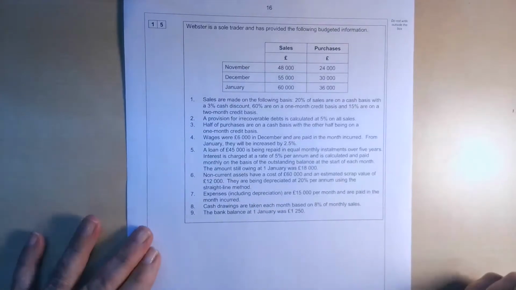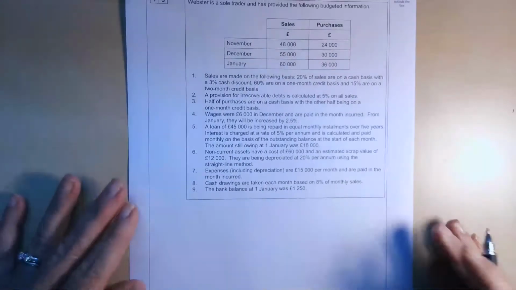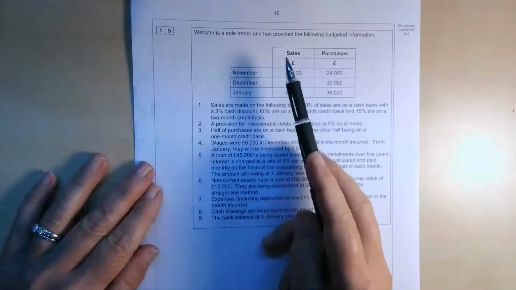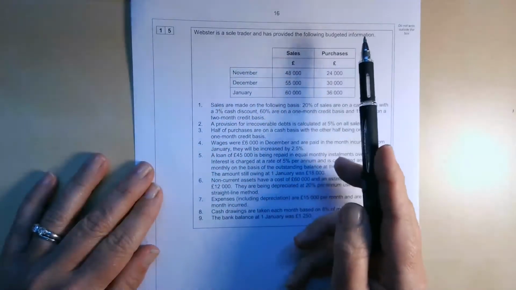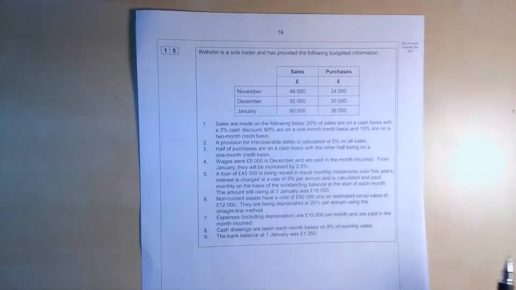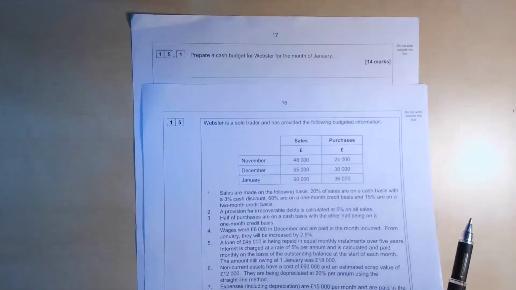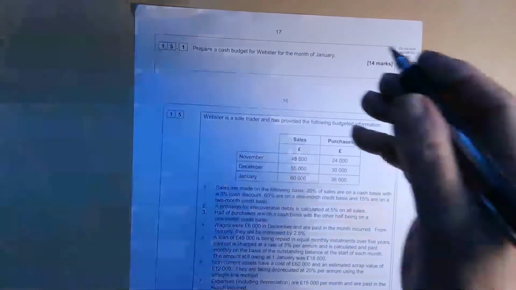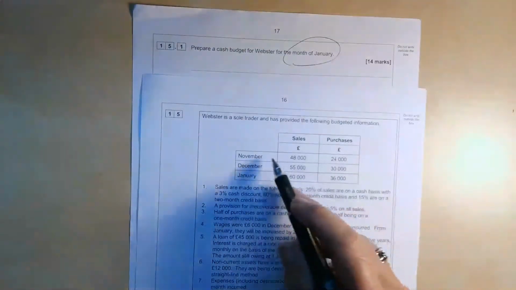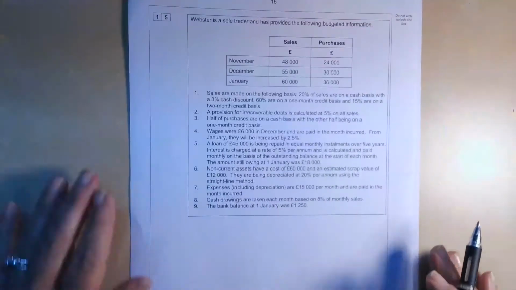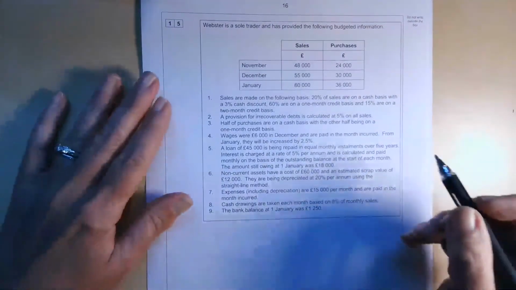Question 15, Webster. Nice little cash budget question from paper 2 in June 2020. It's in section B, worth a total of 14 marks. Webster is a sole trader and has provided the following budgeted information. If we just cast our eyes over what we're asked to do, we're asked to prepare a cash budget for Webster just for the month of January. So although we've got information for 3 months there, we only want to be doing the cash budget for January.